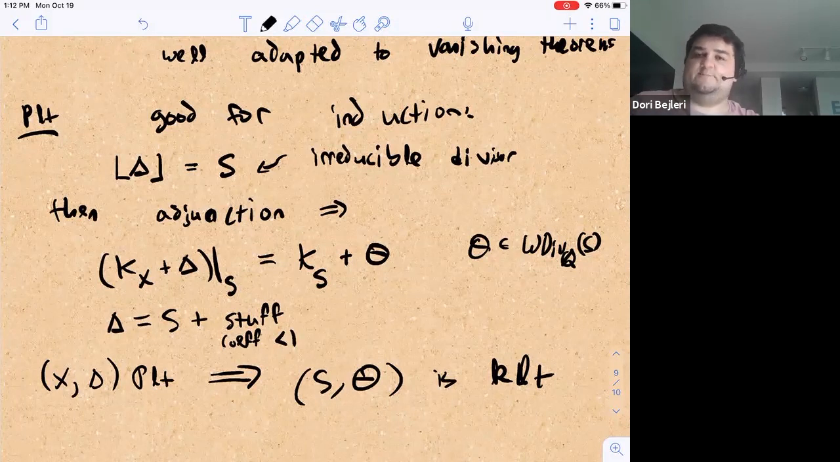And so these PLT pairs are the ones where you can run induction on dimension. So you can try to prove statements about (X, delta) in a neighborhood of S by restricting to KLT pairs in one dimension lower, to this (S, theta).